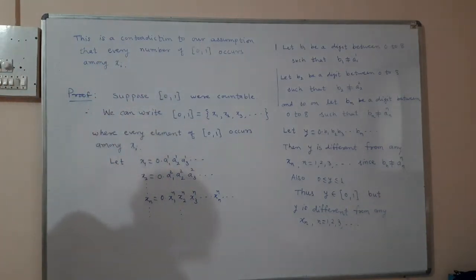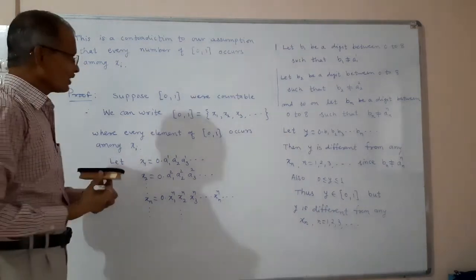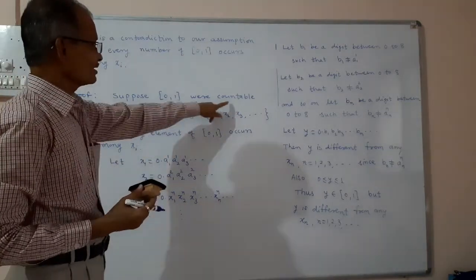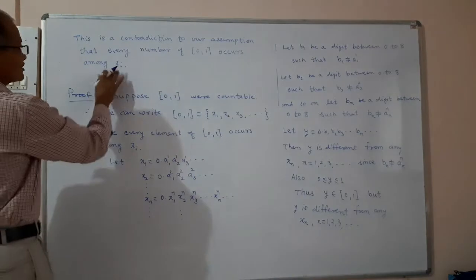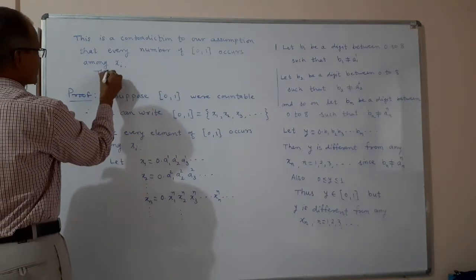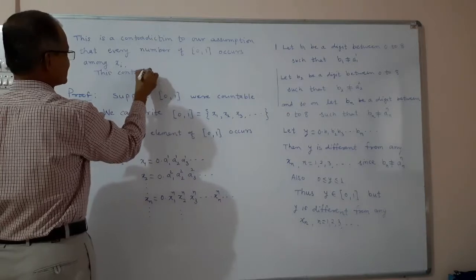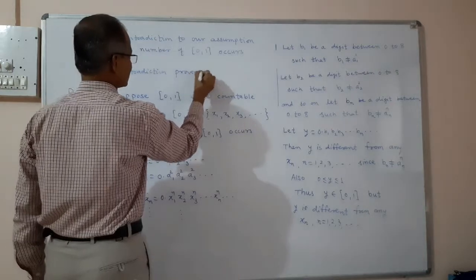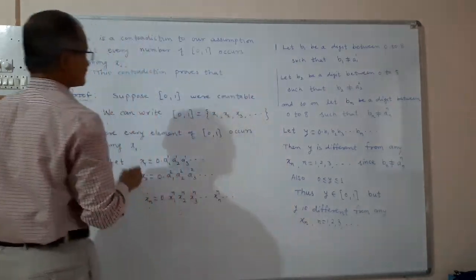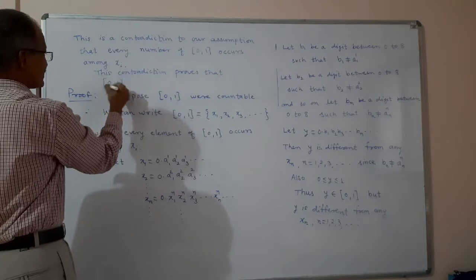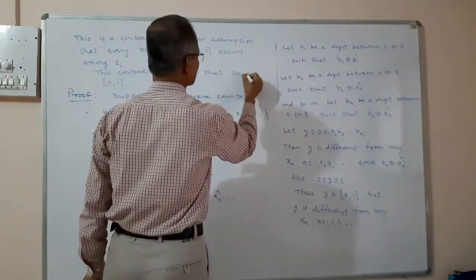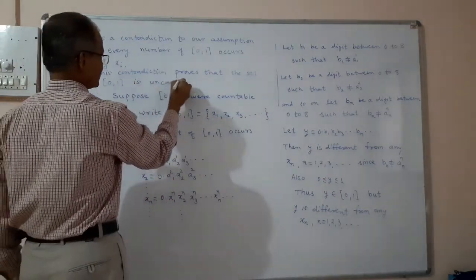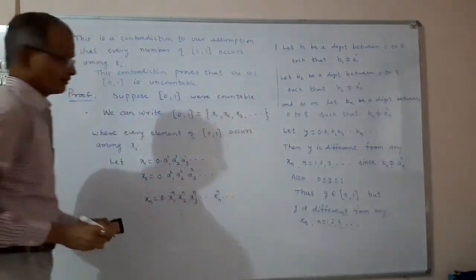And this contradiction proves the result. Why has this contradiction arrived? Because we have assumed the interval 0 to 1 is countable. So this contradiction proves that the set is uncountable, and this completes the proof.